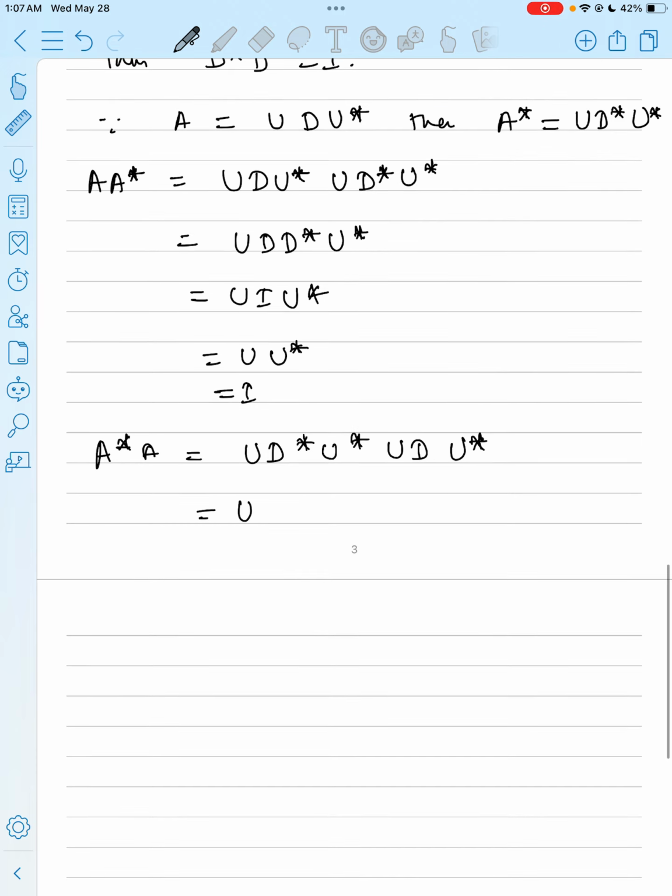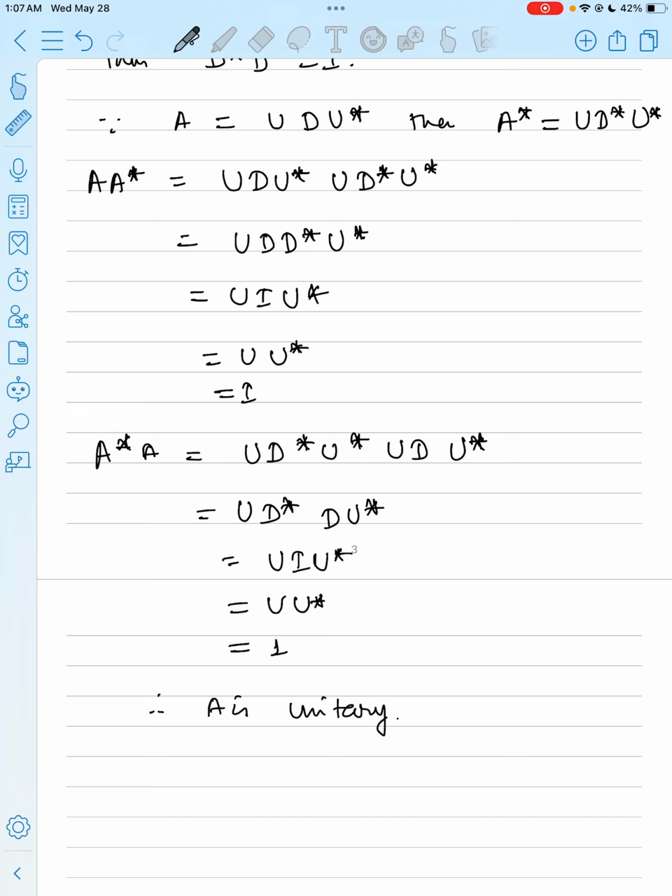Next compute A star A, which is U D star U star U D U star, and this is U D star D U star, and this is U I U star, which is U U star, which is I. So A is unitary.